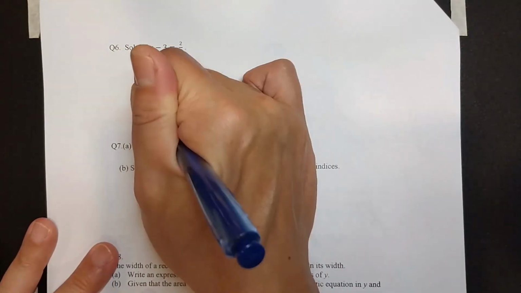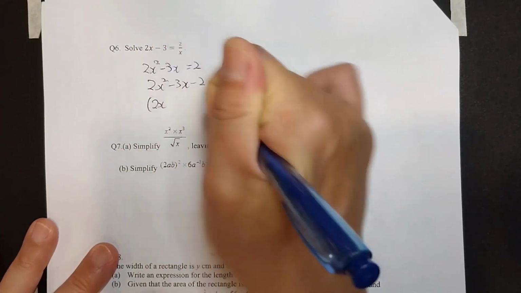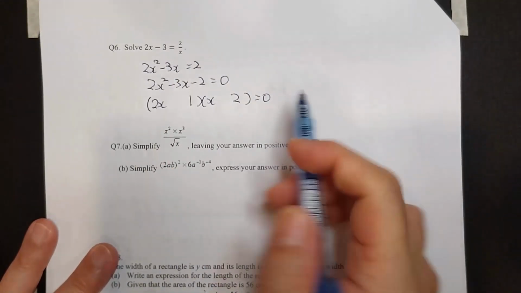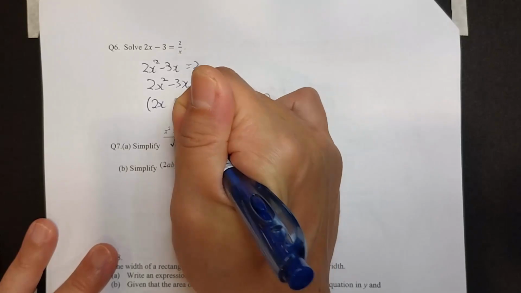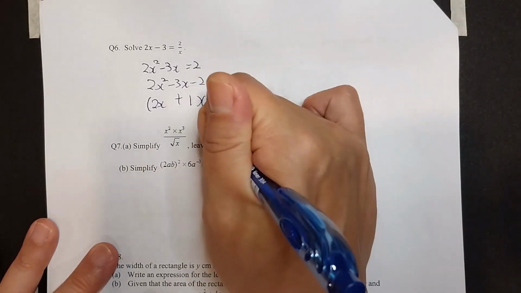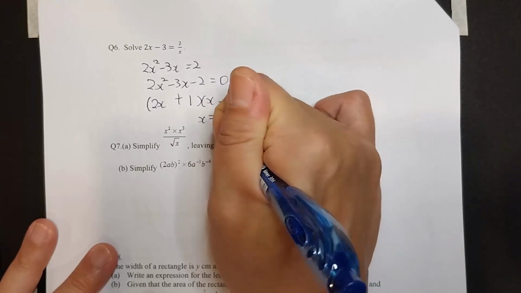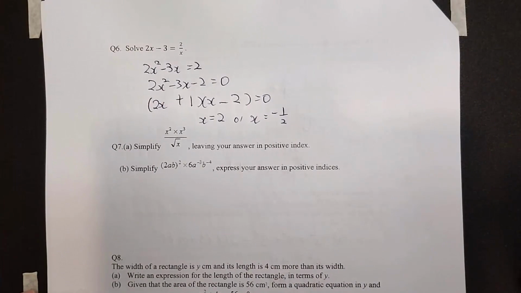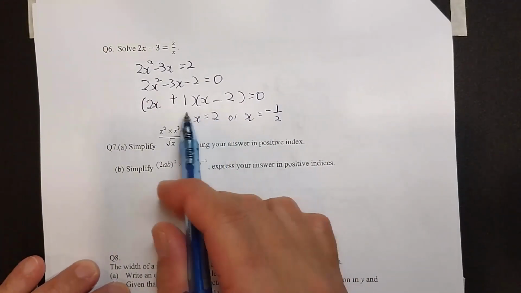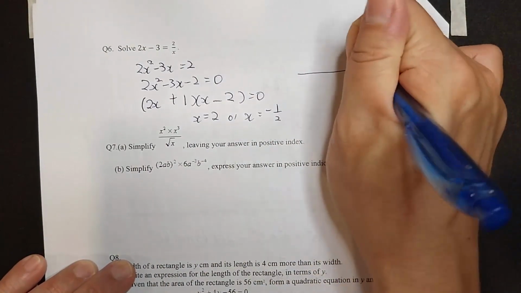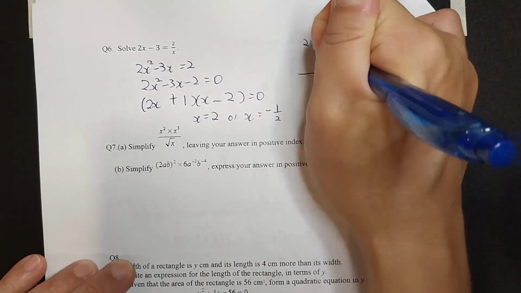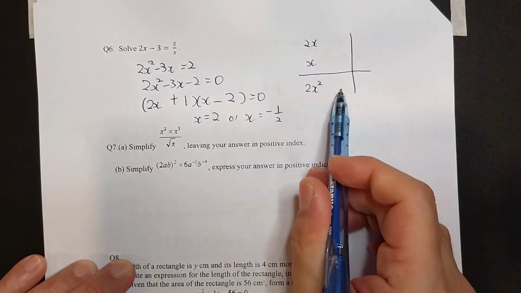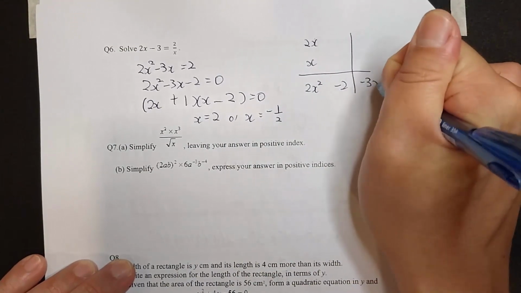So in this case, we can factorize, and this will be 2x, x, there will be a 2, this will be a 1, this will be a minus, and this will be a plus. So therefore, we have x equals to 2 or x equals to negative half. So how did we get here? You can use cross factorization, 2x and x, because this will give us 2x squared. This will be the constant term, and this will be negative 3x.